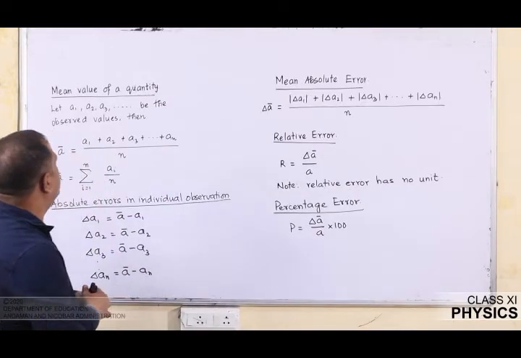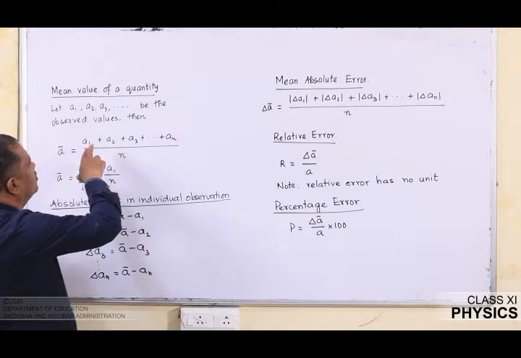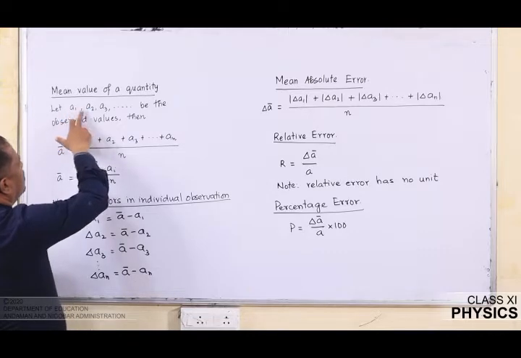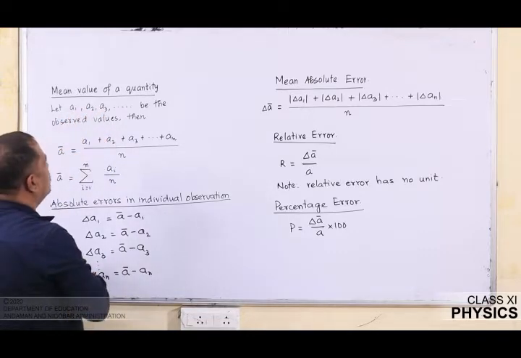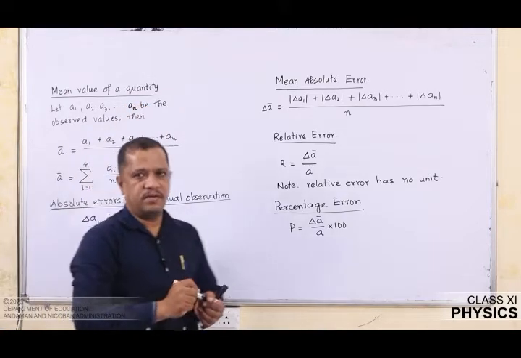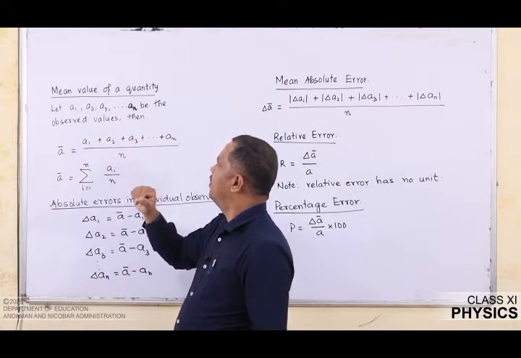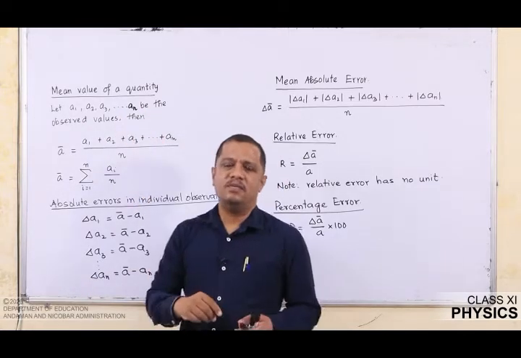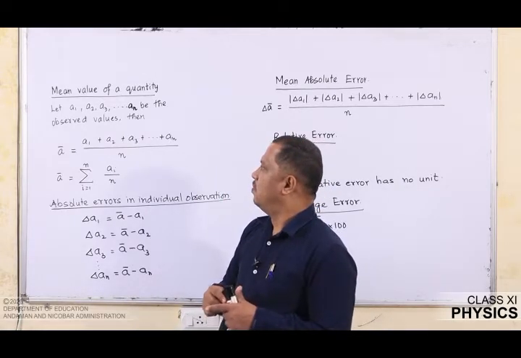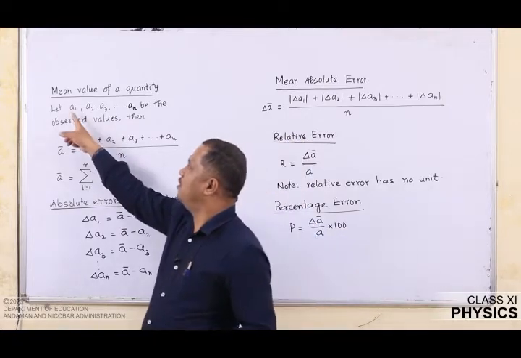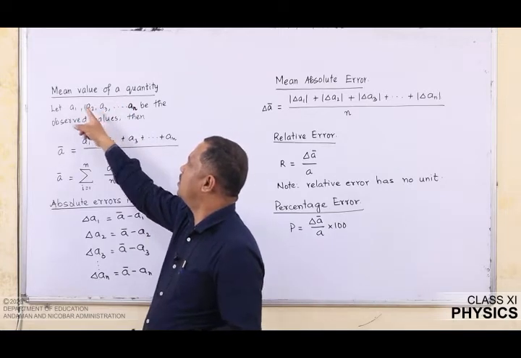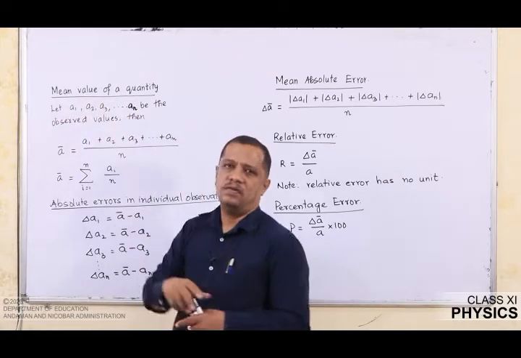Now, you see, if a student measures a physical quantity and I say that A1, A2, A3 and say up to AN are the observed values, right? And the physical quantity that the student is measuring will have a true value also. Now, we want to find the mean of all the observed values, or average of all the observed values, and that we are going to call the mean value of the physical quantity.